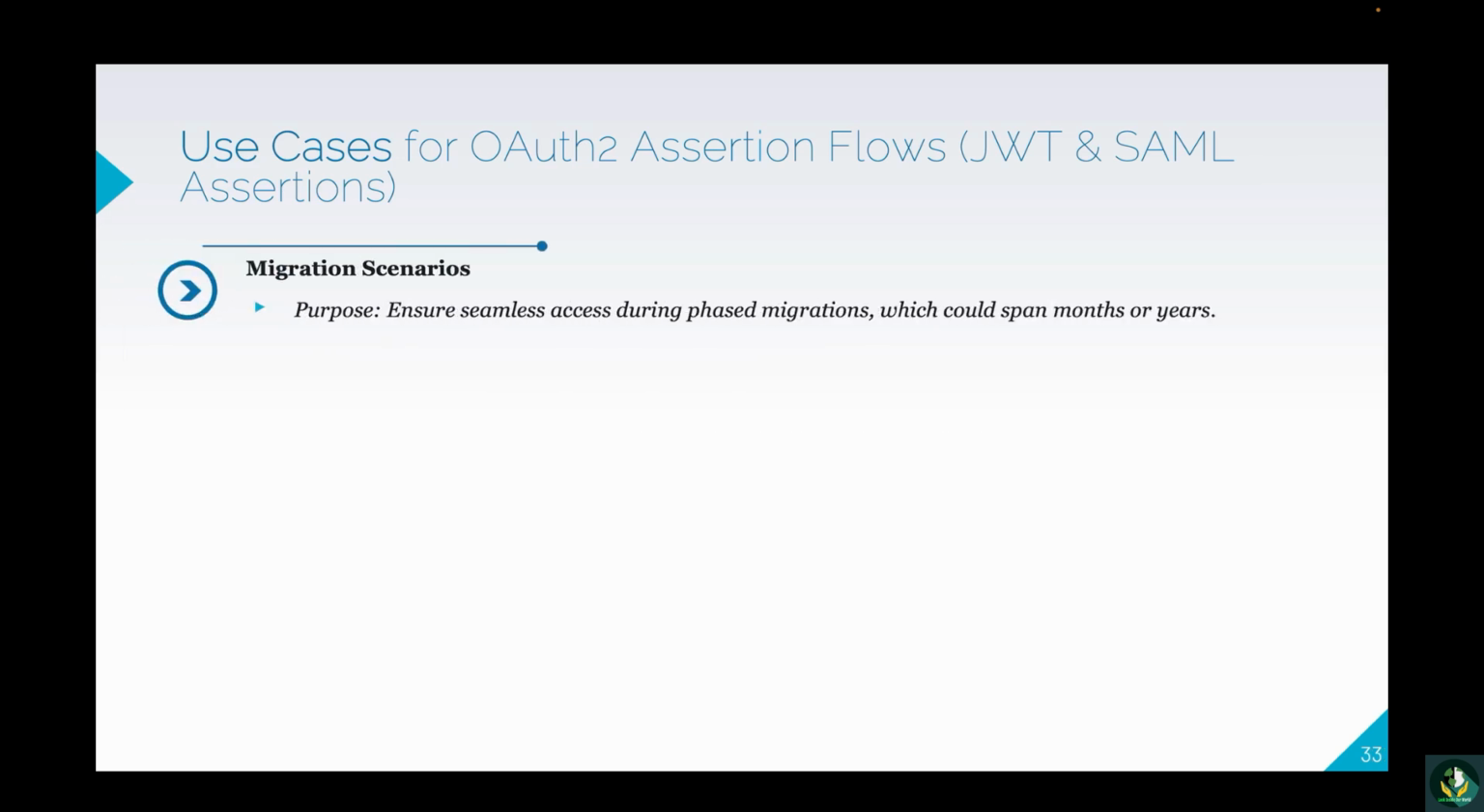Another significant use case is migration scenarios. During phased migration that could span months or even years, both old and new systems must operate side by side. Using JWT or SAML assertion flows allows for a seamless transition where users authenticated by a legacy identity provider can still access OAuth 2 resources. This approach ensures that service interruptions are minimized, providing a smooth user experience during the migration process.